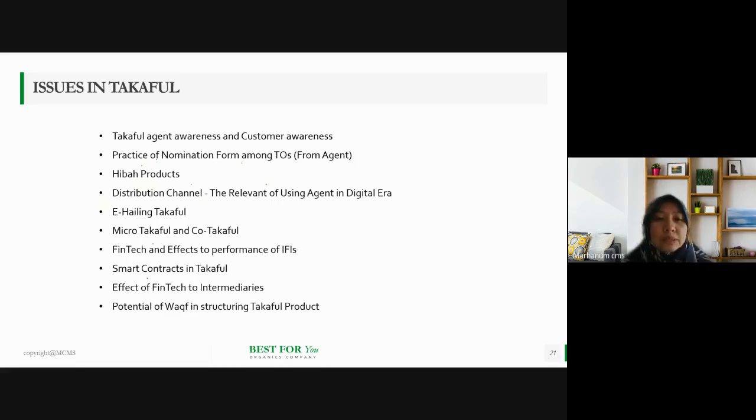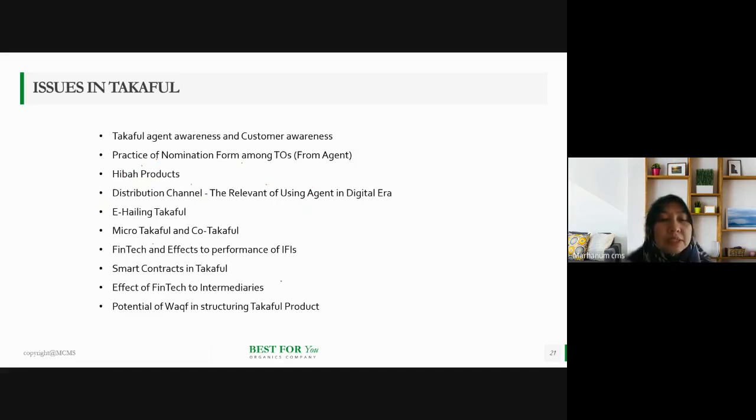What is a smart contract? A smart contract is a Takaful contract that is signed online. Smart contracts also have issues where certain details or information may not be disclosed to the customer. Since the agreement is signed online, we have to make sure the wordings are correct and provide enough information to the customer, to the participant. Then there is the effect of fintech on intermediaries, on the agents.